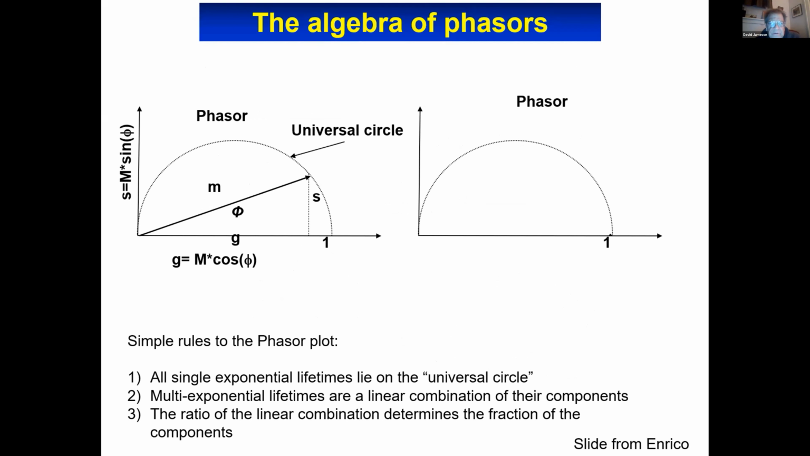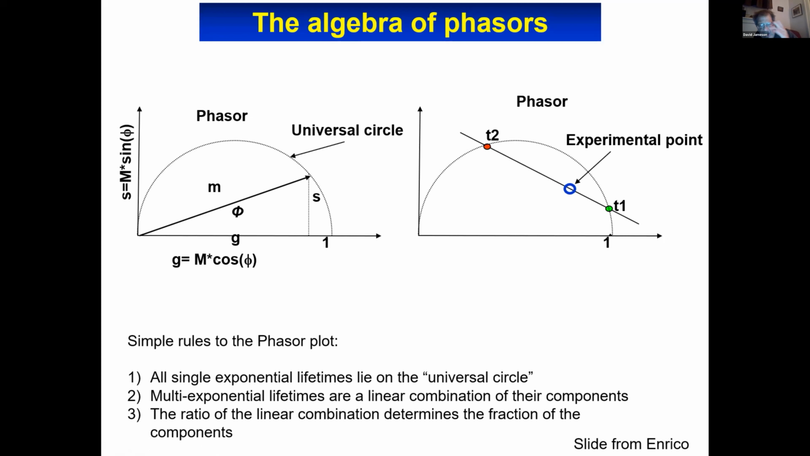It's a slide from Enrico. So in phasors, all single exponential decays lie on this so-called universal circle, which is formed by the phase angle and the modulation vector as you sweep through this with different lifetimes. But you'll hear more about this later. The basic point I want to make is that single exponential decays appear on this circle. And if you have a mixture of them, they're going to appear inside the universal circle.